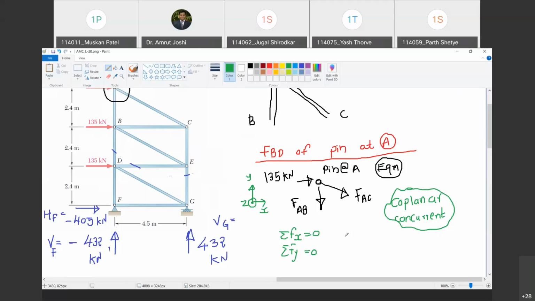So summation of moments of all the forces about z-axis passing through A equal to 0 will give you the equation of the form 0 equal to 0. So it is a trivial identity. Do you agree with me? Yes, sir. It does not involve any unknowns. So the moment equation doesn't make sense here. Moment equilibrium equation, though it is satisfied, doesn't make sense. Do you agree with me?